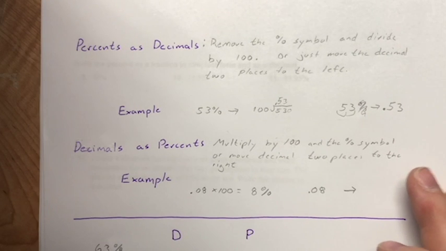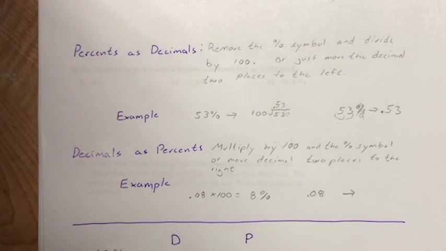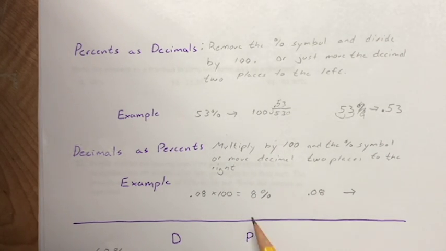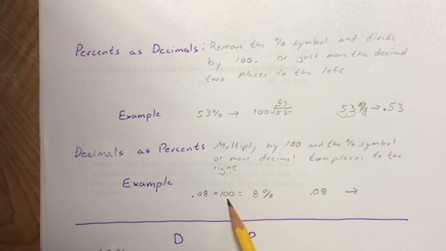Now, the next one is getting decimals to percent. So it's really the reverse process. If I give you a decimal, this time multiply it by 100 and then add the percent. And that's pretty simple. So you can do it by calculator, you can do it by hand, but 0.08 times 100 is 8, add the percent sign.